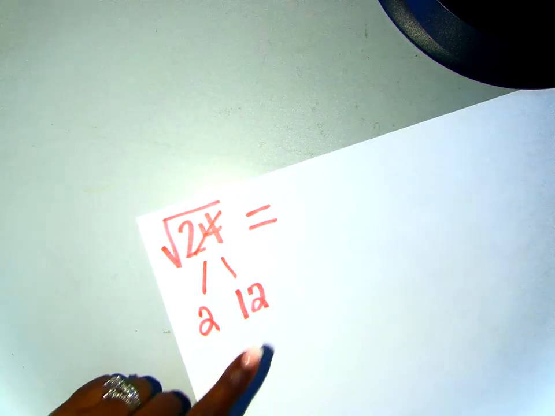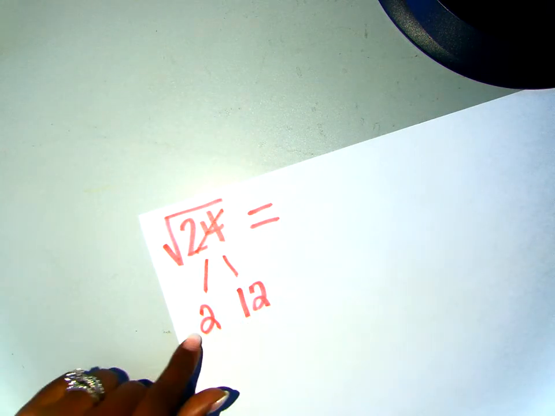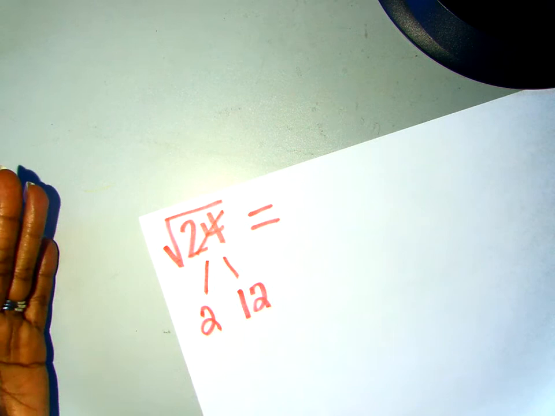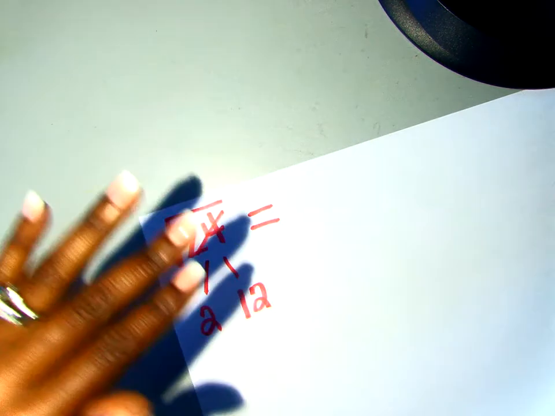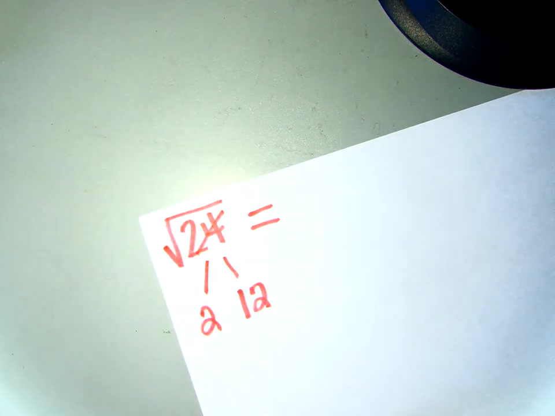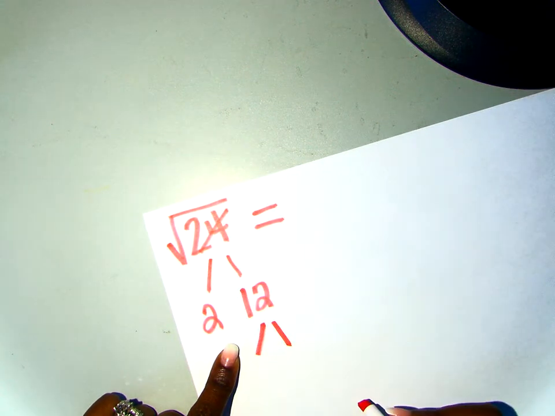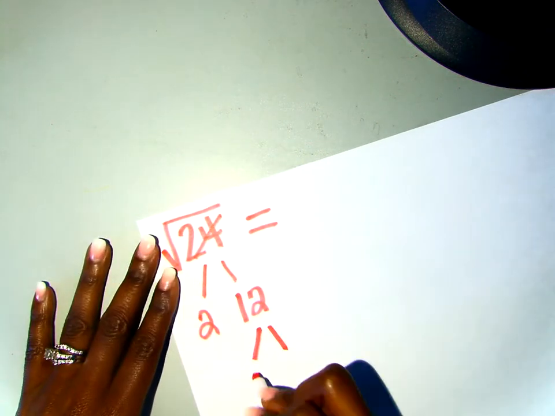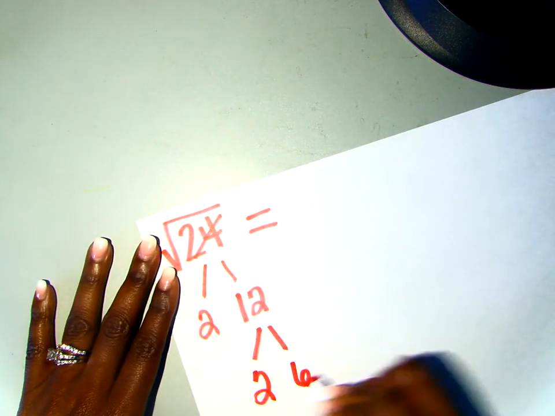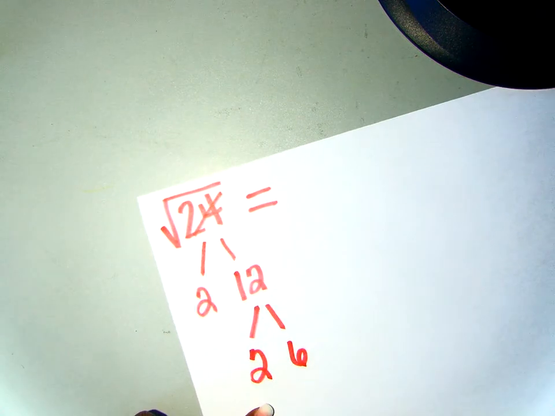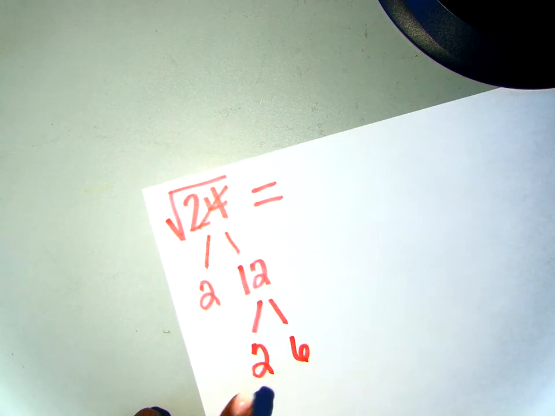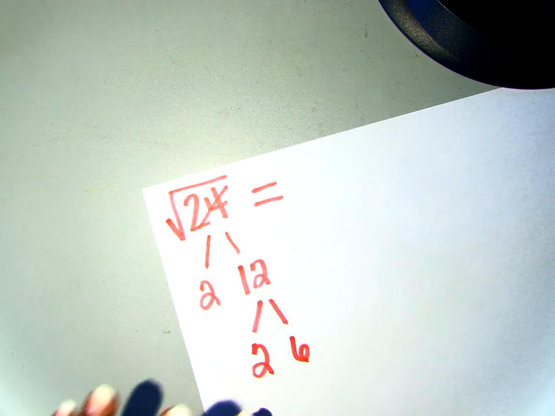So now I'll look at 12. Because if I factor 2, you only have 1 and 2. So I want to break 12 down to all prime numbers. So for 12, I'll use 2 again because I know it is an even number and 2 goes into 12 6 times. Again, I cannot break 2 down anymore because it's a prime number. The factors are just 1 and 2.